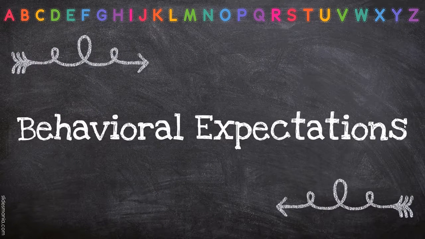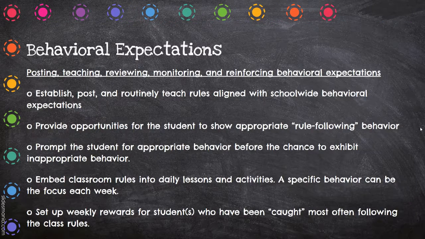Next, we will look at behavioral expectations. Post, teach, review, monitor, and reinforce behavioral expectations. Establish, post, and routinely teach rules aligned with school-wide behavioral expectations. Provide opportunities for the student to show appropriate rule-following behavior. Prompt the student for appropriate behavior before the chance to exhibit inappropriate behavior. Embed classroom rules into daily lessons and activities. A specific behavior can be the focus each week. Set up weekly rewards for students who have been caught most often following the class rules.